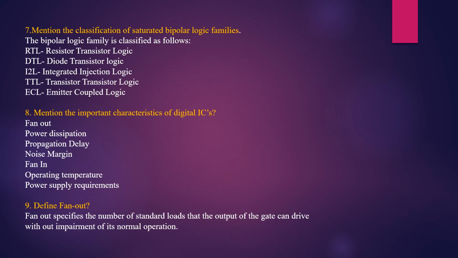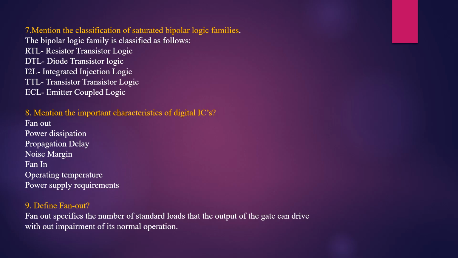The seventh question. Mention the classification of saturated bipolar logic families. The bipolar logic family is classified as RTL, that is resistor transistor logic, and DTL, diode transistor logic, IIL, that is integrated injection logic, and next one TTL, transistor transistor logic. The last one is the ECL, emitter coupled logic.